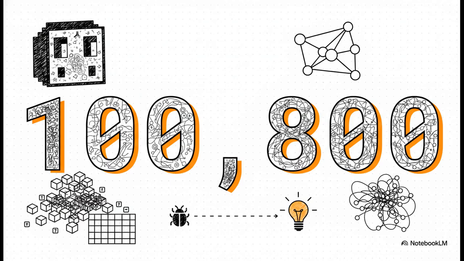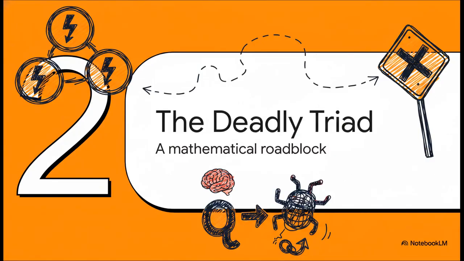The fix, which seems obvious in hindsight, was to replace that massive table with a neural network. But getting that simple fix to actually work, that took decades. Which brings us to Section 2, the deadly triad.